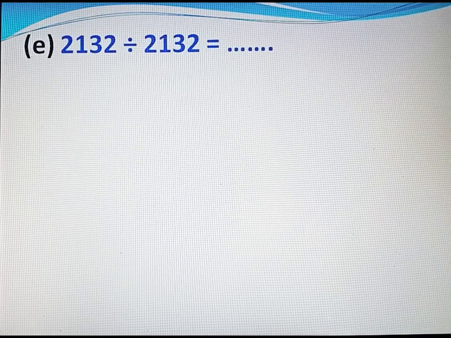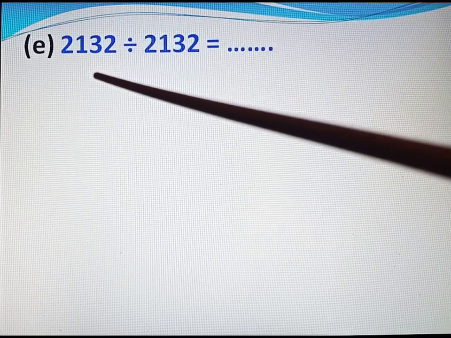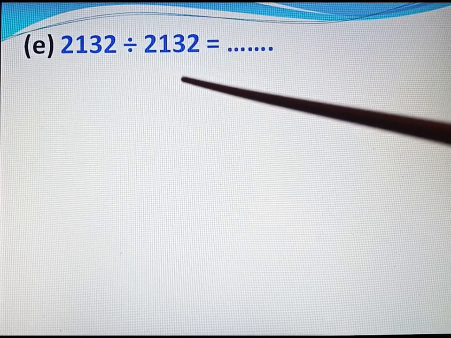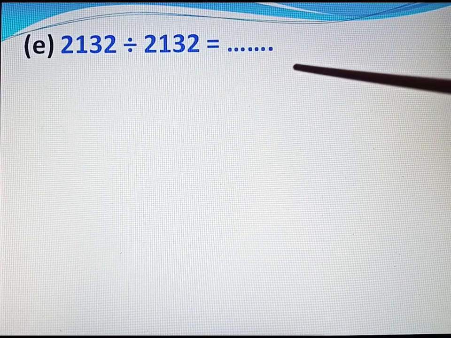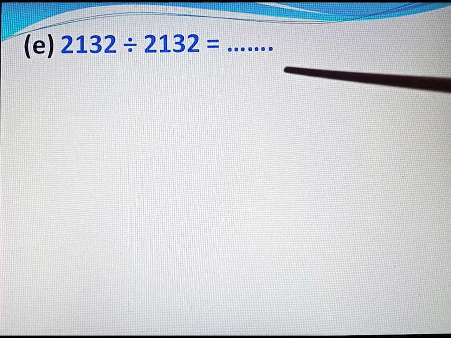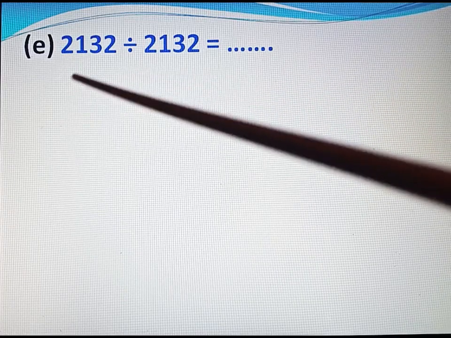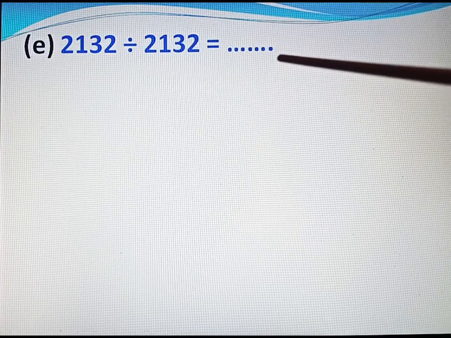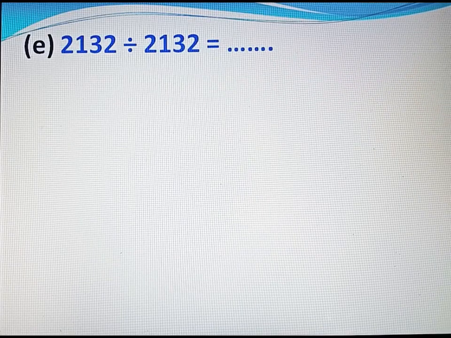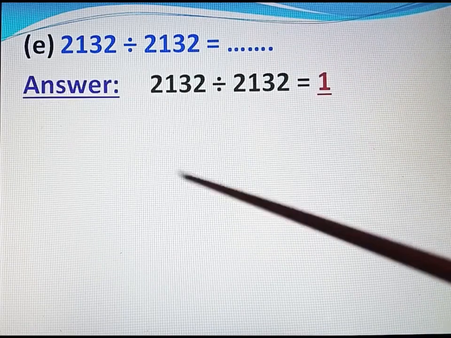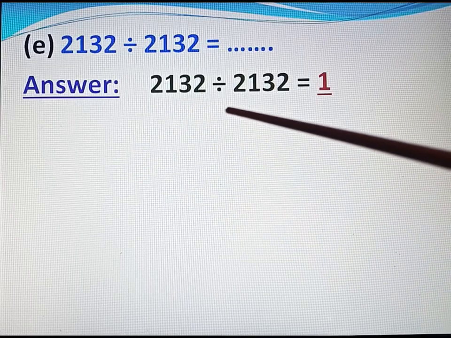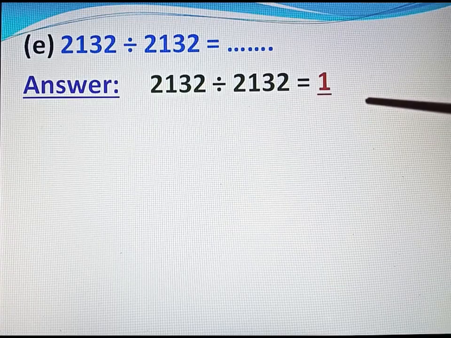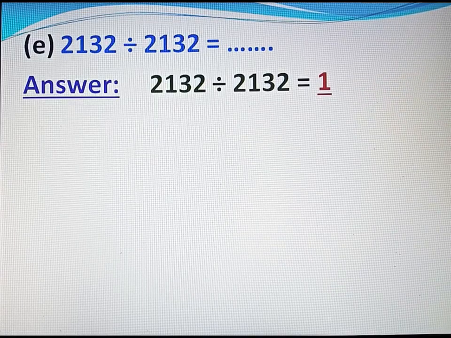E part: 2132 divide 2132 equal dash. As we have learned in property that if we divide any number by that same number, the quotient is 1. See, answer: 2132 divide 2132 equal 1. So 1 is the answer.